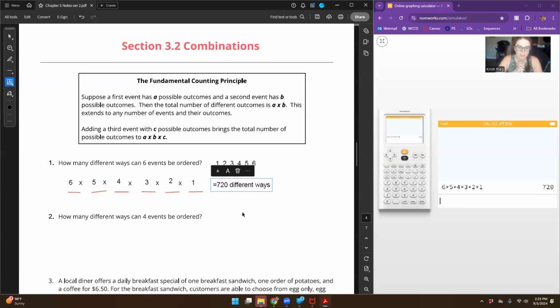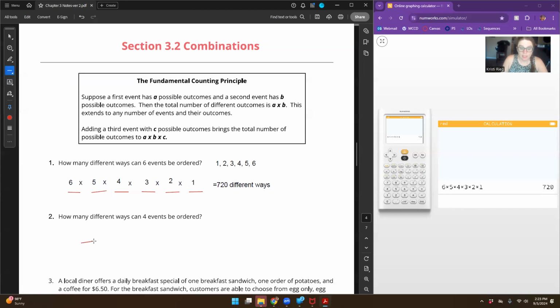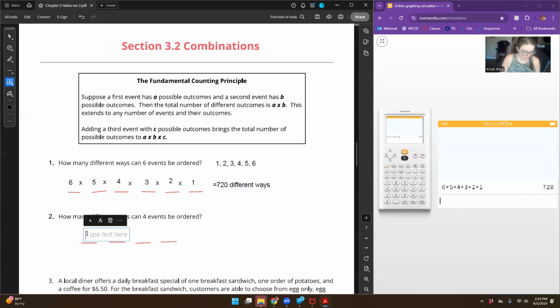Okay, try it again. How many different ways can 4 events be ordered? Okay, 4 people are sitting at a table. How many people can sit in the first seat? Once they sit down, how many people can sit in the second seat, and in the third seat, and in the fourth seat? So we have 4 people standing, and someone sits down. Now we have 3, now we have 2, now we have 1, and we are multiplying all this together.